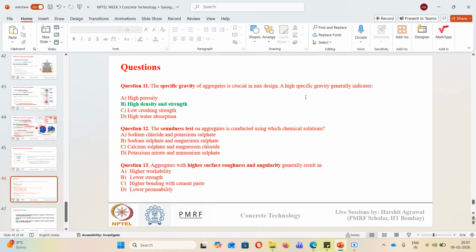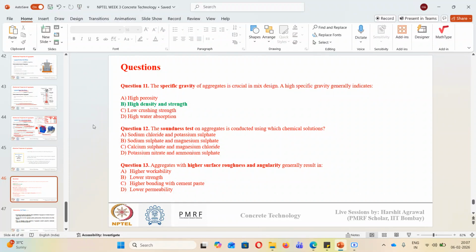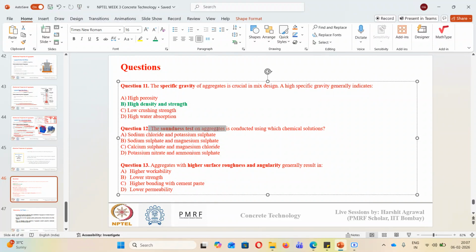If we take recycled aggregates which are porous in nature, they can't give us very high strength concrete. For a high strength concrete, aggregate should be of high strength, high quality. And when we talk about high specific gravity, it will give us the high strength concrete. The soundness test of aggregate, it is conducted using which chemicals?